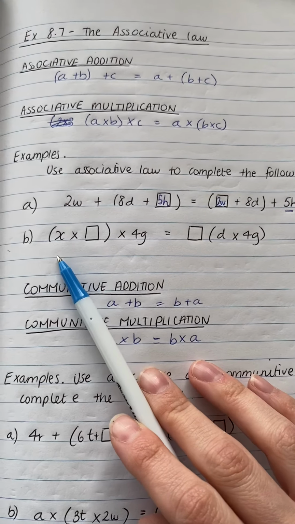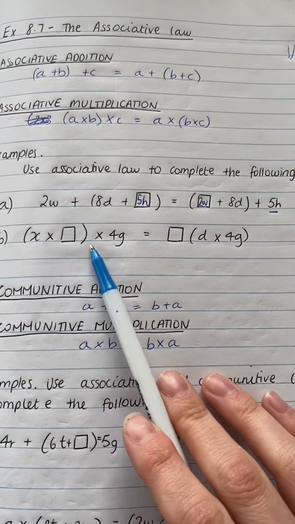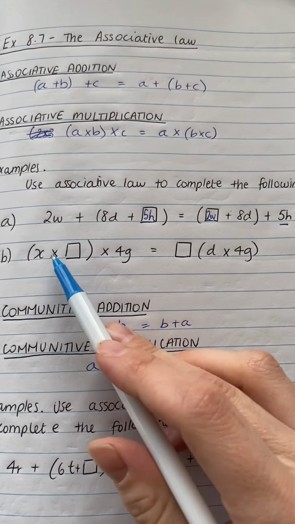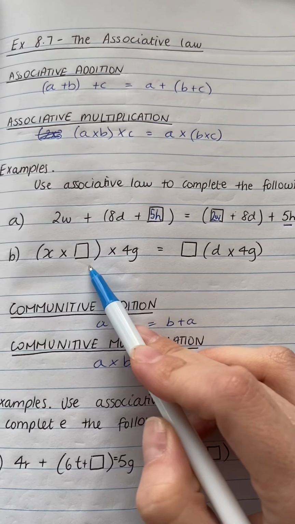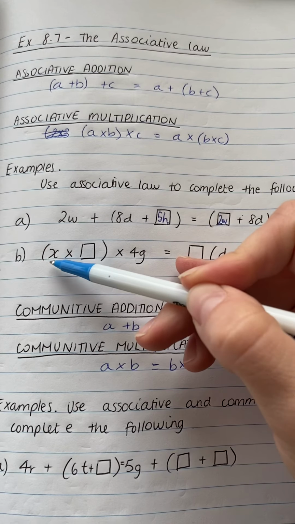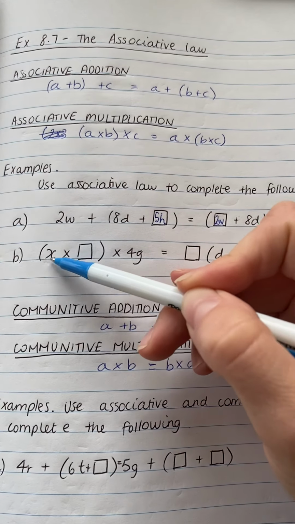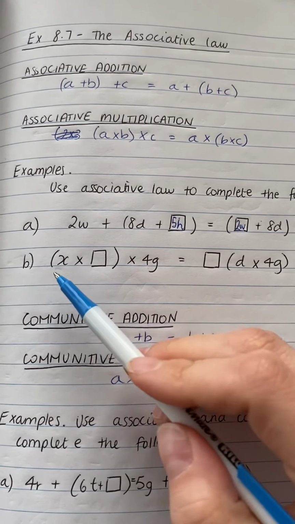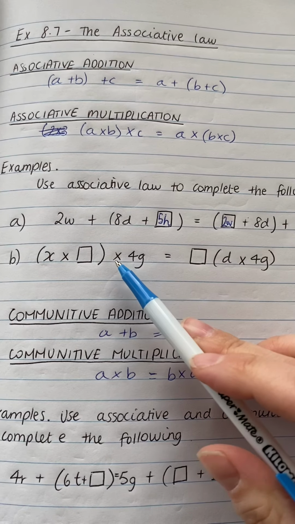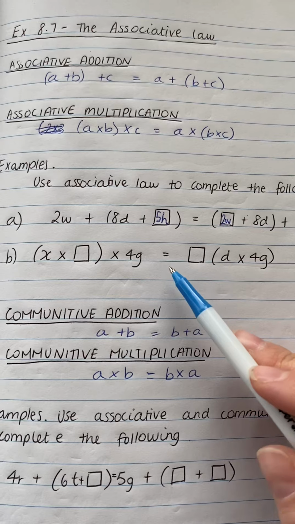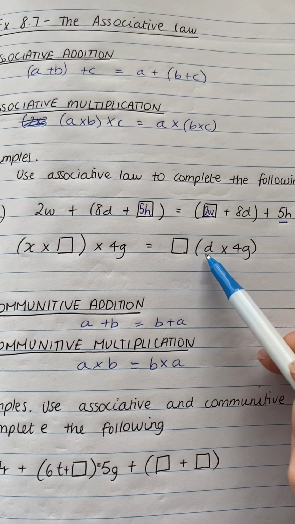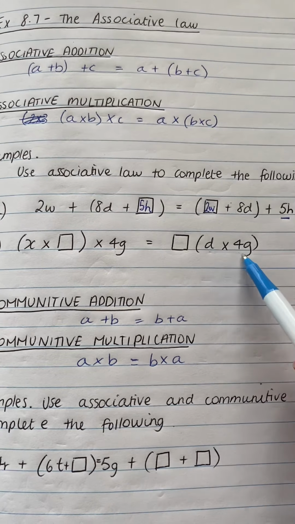So let's do the same thing for this multiplication, associative multiplication. We've got x multiplied by something, and this is a good example of why we draw our x's like this, because when they're next to each other, a multiplication and an x, we know the difference between the two. All multiplied by 4g equals something out here multiplied by d multiplied by 4g.